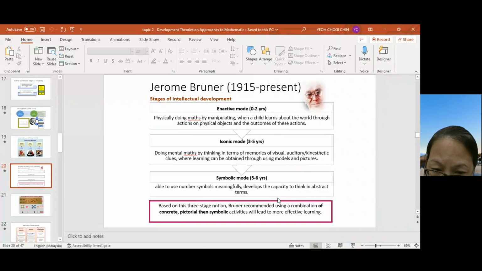Based on these three stage notion, Bruner recommends using a combination of concrete, pictorial, and symbolic activities will lead to more effective learning. So this is where they start to learn concrete and then they start to represent by drawing themselves, and then they use the symbols, which is the numbers, abstract. They don't see the thing anymore. They don't even see the picture they drew anymore. It's abstract in their mind, the numbers only. They only see the numbers.